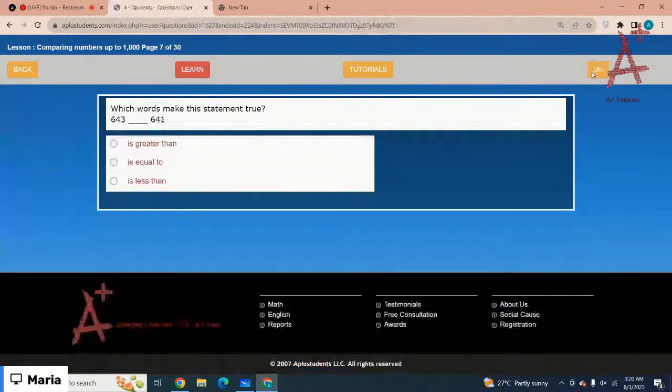Okay, which words make the statement true? 643 and 641. If you already know the answers, you can please write down the answers in the chat box. 643 and 641, which is the correct option? 643 is greater than 641, right?